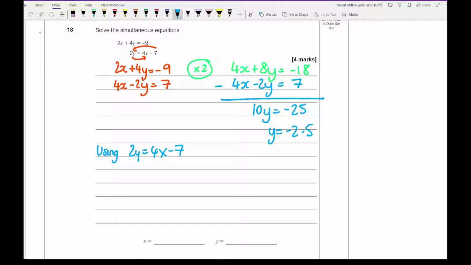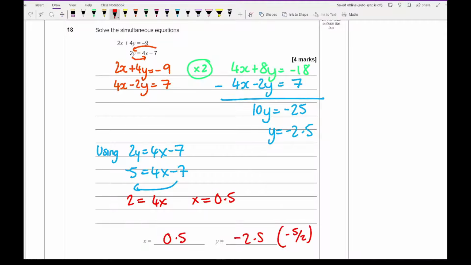Well, 2y is going to be minus 5. Equals 4x minus 7. Take the 7 over, so I then get... No, I'm not. I'm going to get 2. I get 2 equals 4x, so x equals 0.5. So my two answers then are going to be 0.5 and minus 2.5. And if you wanted to write as a fraction, then that would be absolutely fine as well.